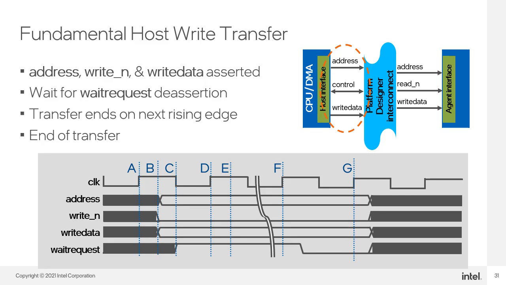Here is an example of a fundamental host write transfer. This time, after rising clock edge A, the host asserts the write enable signal, the address to write to, and the data to write, as seen at point B. During the transfer, the host must again honor wait request. If asserted, the host must stall its transfer by holding all the control signals, including write data, constant until wait request is deasserted. Once deasserted after clock cycle F, the write occurs on the next rising clock edge.